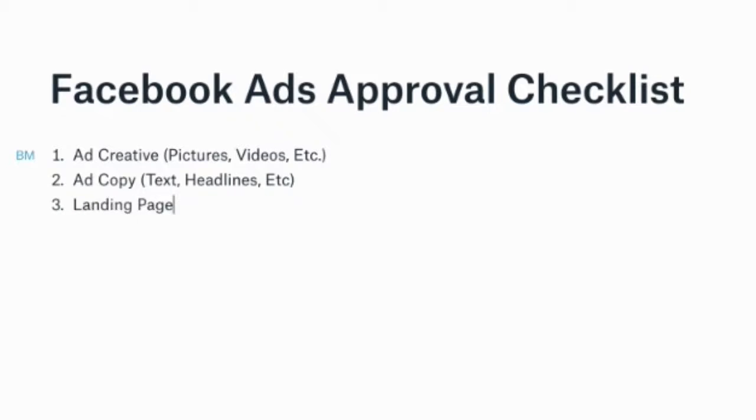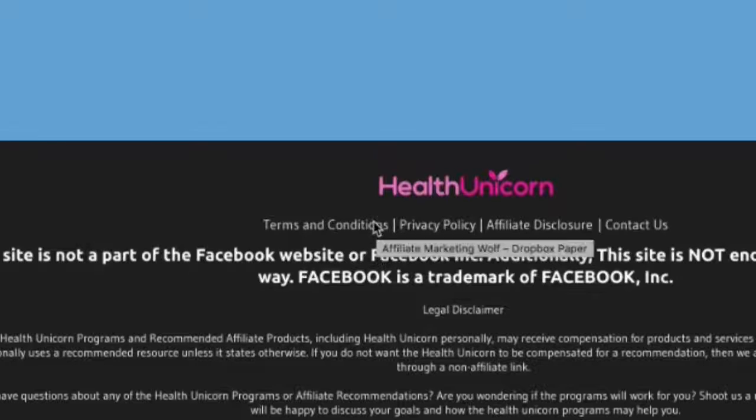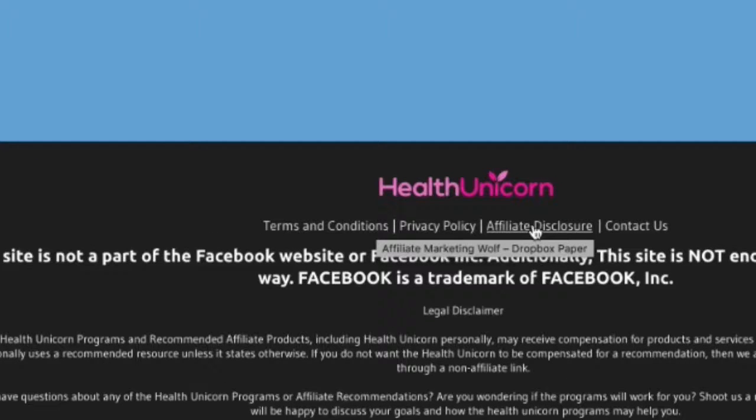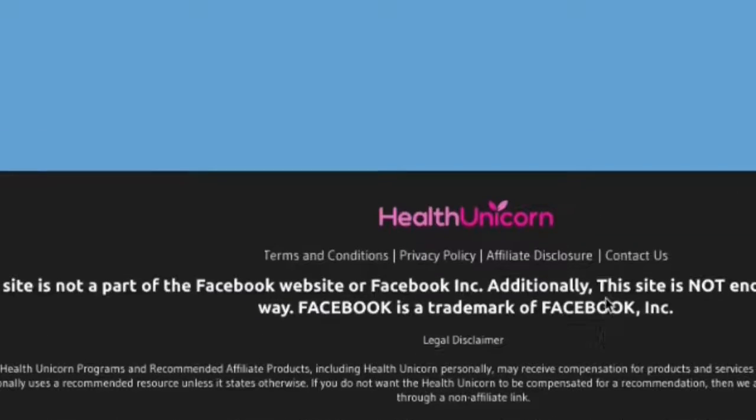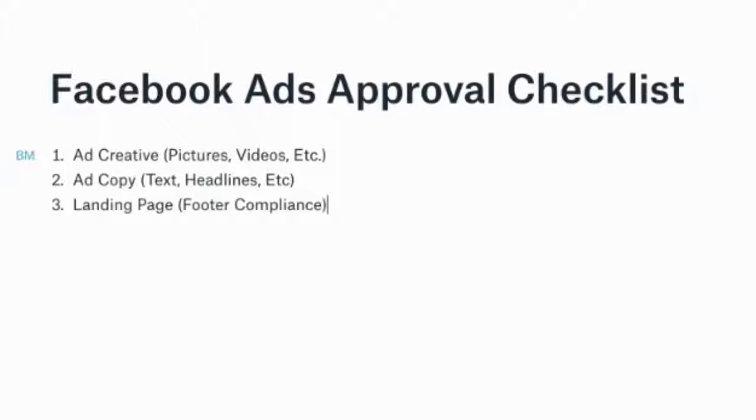So in the actual landing page, the first thing is in the footer: compliance. I just showed you guys, is your actual landing page compliant at the bottom? Do you have the terms, privacy policy, affiliate disclosure, contact, letting them know that this is not a part of Facebook? Do you have that stuff? That's the first thing that I'm going to find. So landing page for the compliance. Now this should be set up, so this should be a no-brainer. This should never be an issue as long as you're doing it correctly.